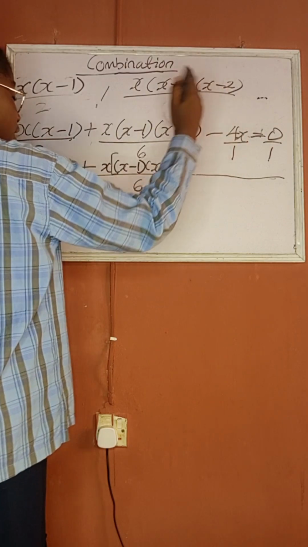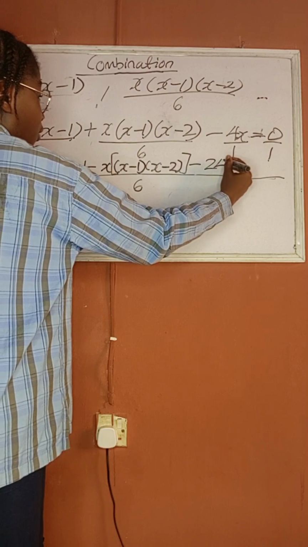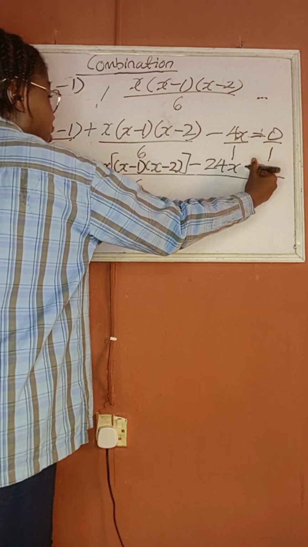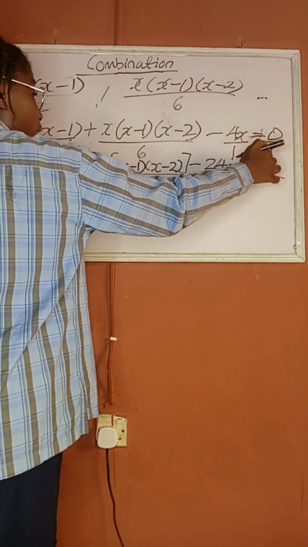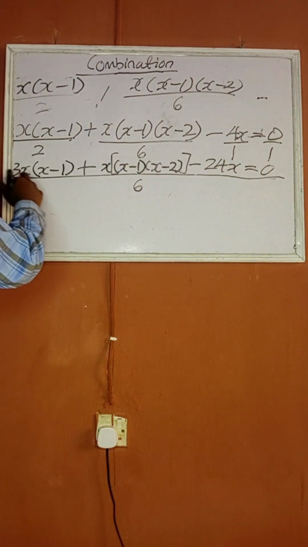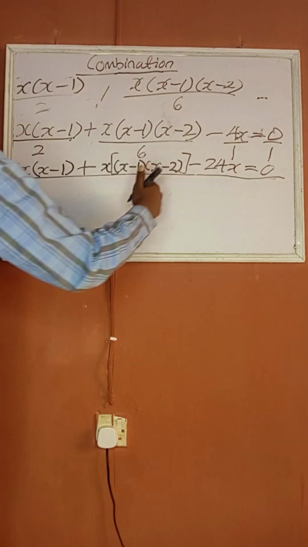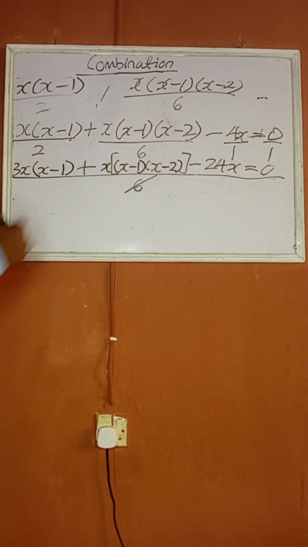6 times 4 is 24, minus 24x is equal to 6 into 1 is 6 times 0 is 0. So that's going to be 3. Since there is an equality sign here, we cancel out this LCM, we stroke it out.